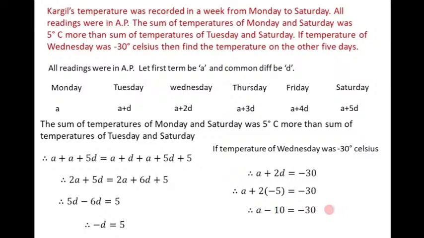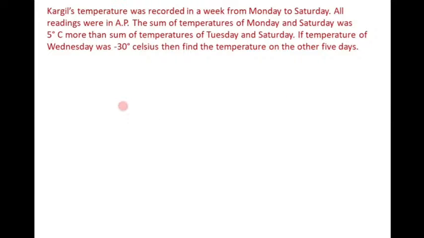If you take minus 10 to the right hand side, it will be plus 10. To get A is equal to minus 30 plus 10. And minus 30 plus 10, that's equal to minus 20. So this is the value of the variable A. That means the first term in this AP is minus 20. Now as we have the first term, that is minus 20, and the common difference D, we can have all the terms in this given AP.